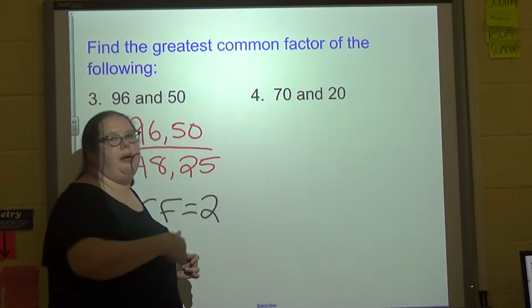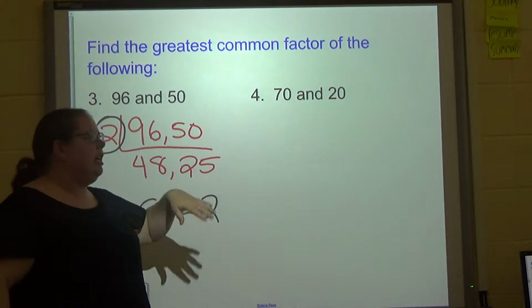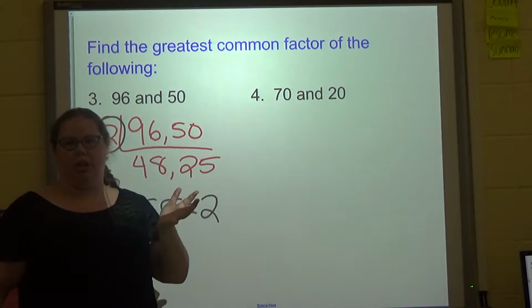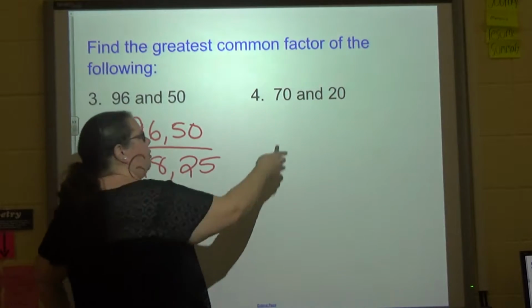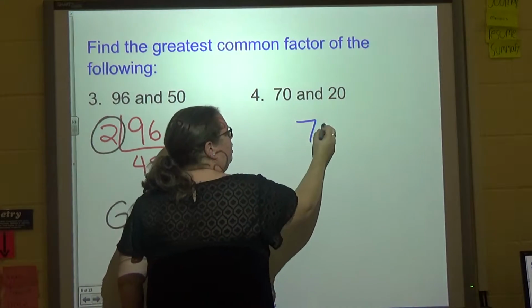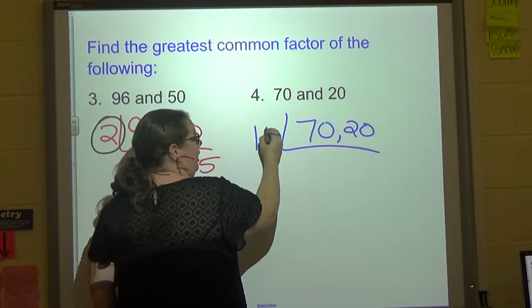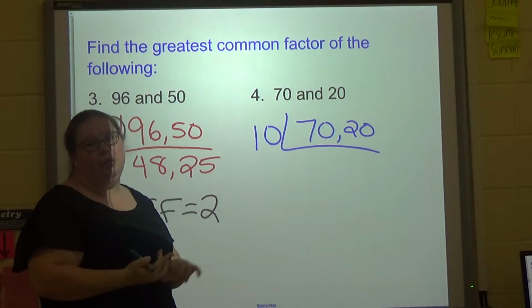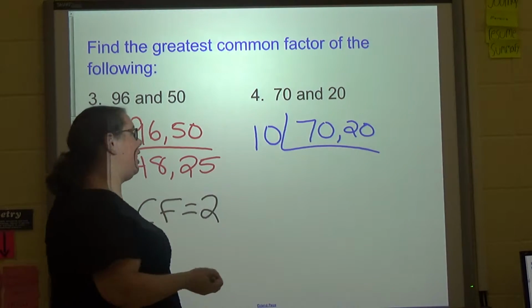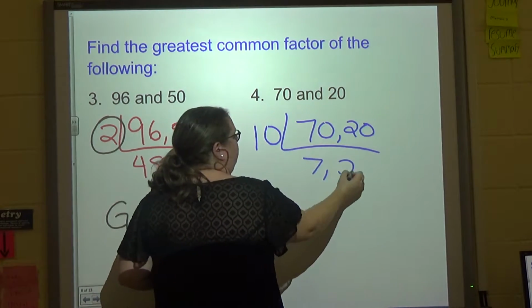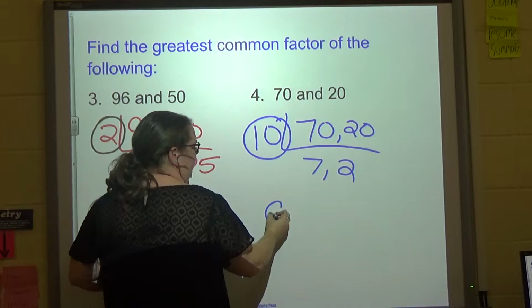Alright, 70 and 20. This one cracks me up. A lot of students get stuck on it. Sometimes it's so simple, it's hard. So notice the zeros at the end. If you have zeros, what has to go into it? 10. Again, you could have done 2, you could have done 5, and eventually gotten to 10. 7, 2. So my GCF is 70.